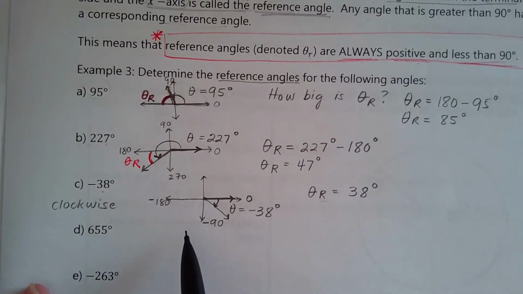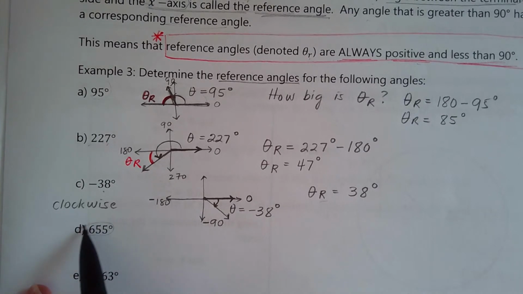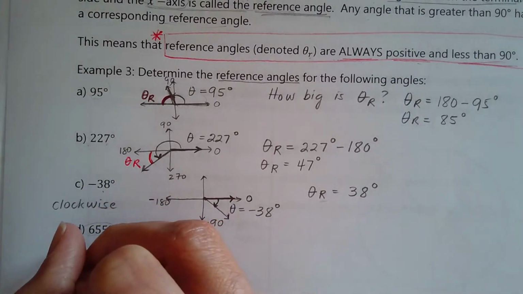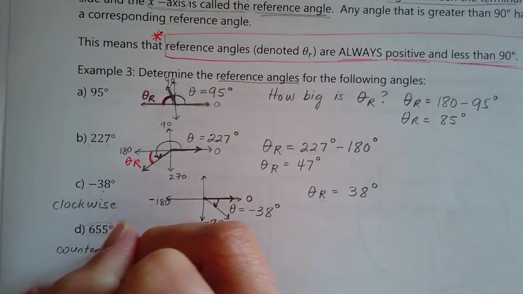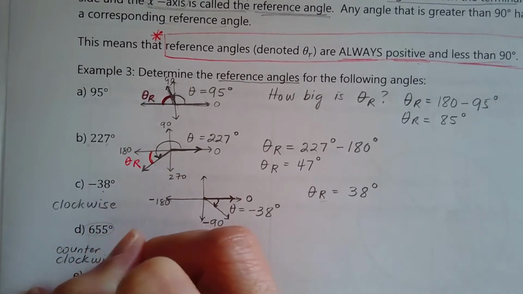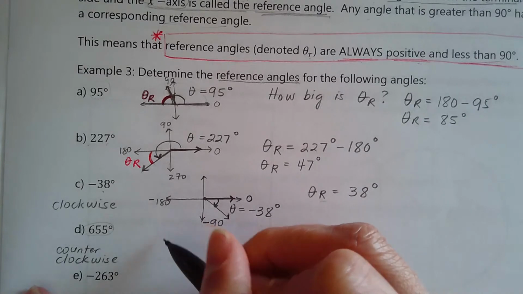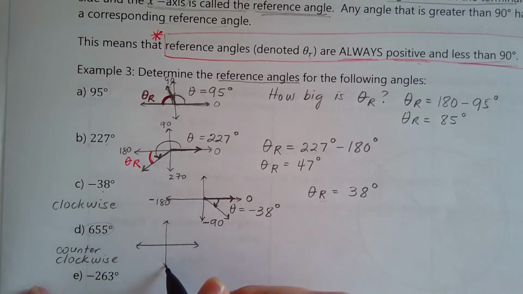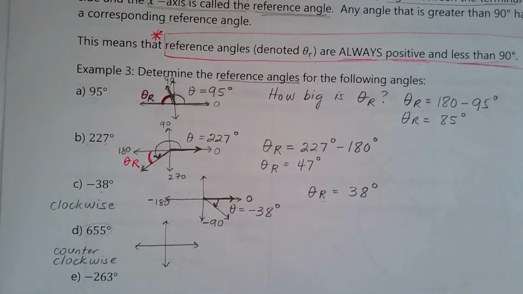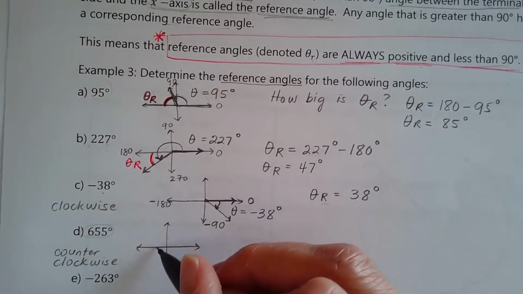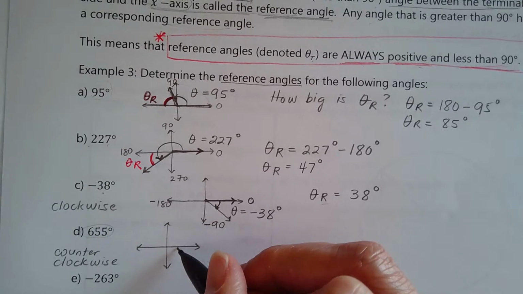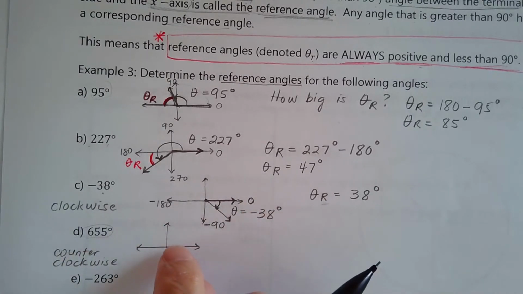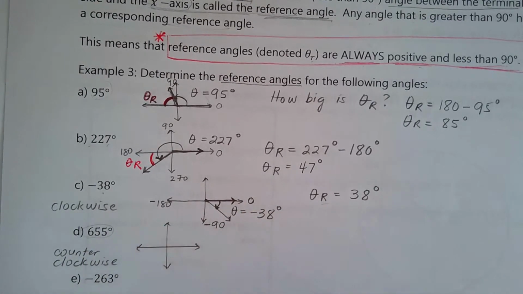Okay, so let's take a look at this one. 655 degrees. So this is a positive angle, and we're going to go counterclockwise. Where is 655 degrees? Well, if we go all the way around once, that's going to take us around 360 degrees. But this is 655, so that means we've turned around more than one full turn.